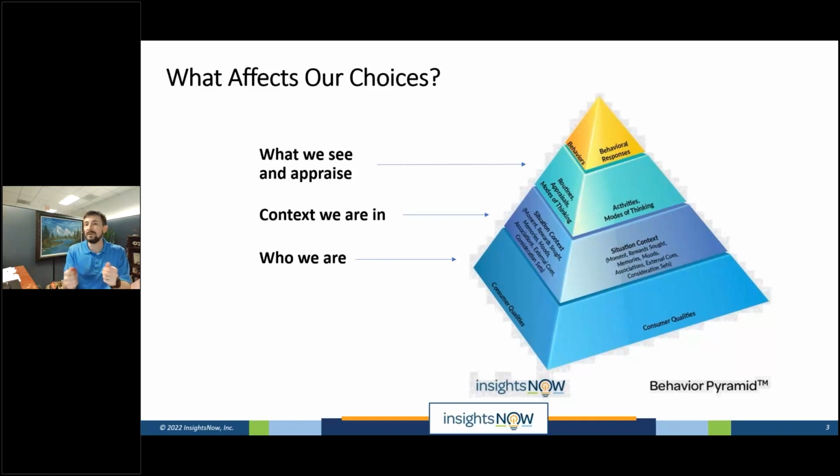What we see and what we appraise. Just because it's around us doesn't mean we recognize it, and sometimes even if it's there, it's only a subconscious recognition. But what's in our environment, what we see and what we appraise, affects what we choose. And then finally, the actual choices that we are making. Our past choices also affect our future choices.